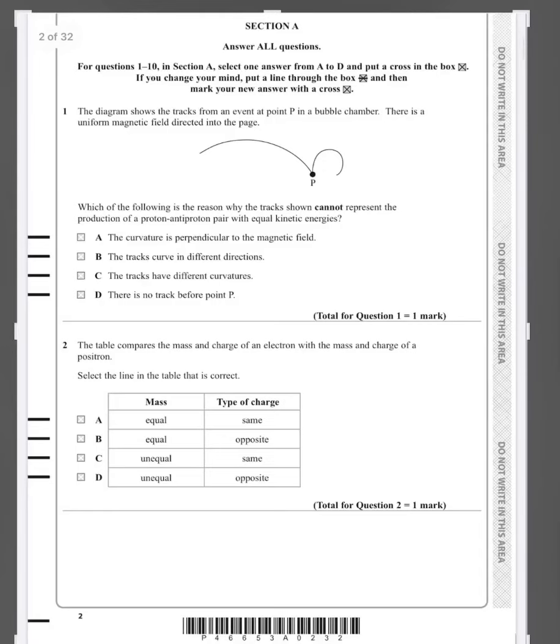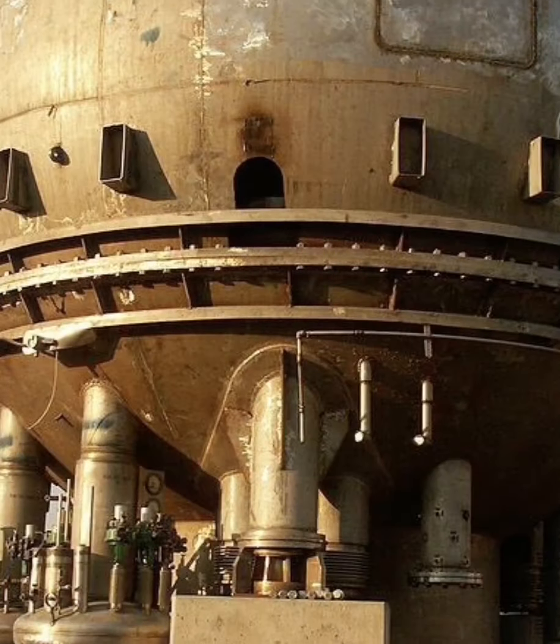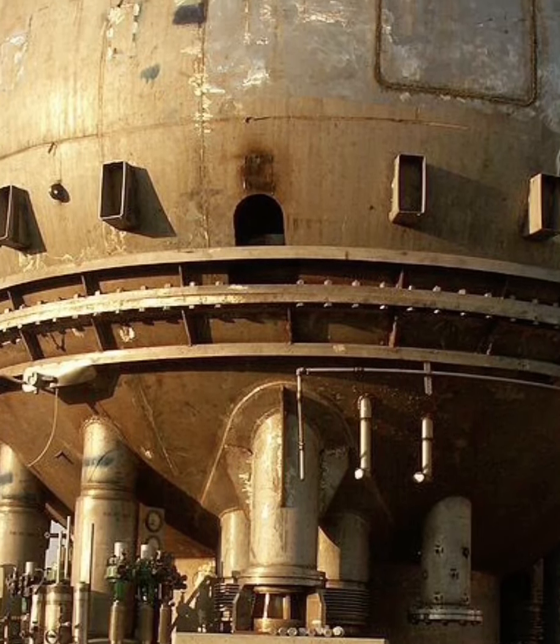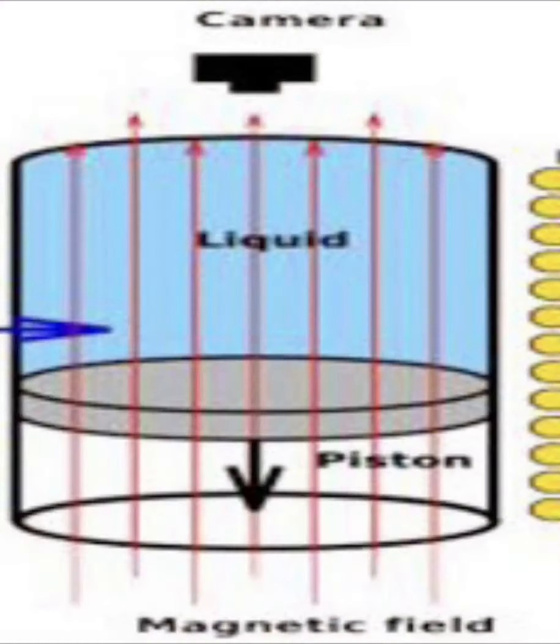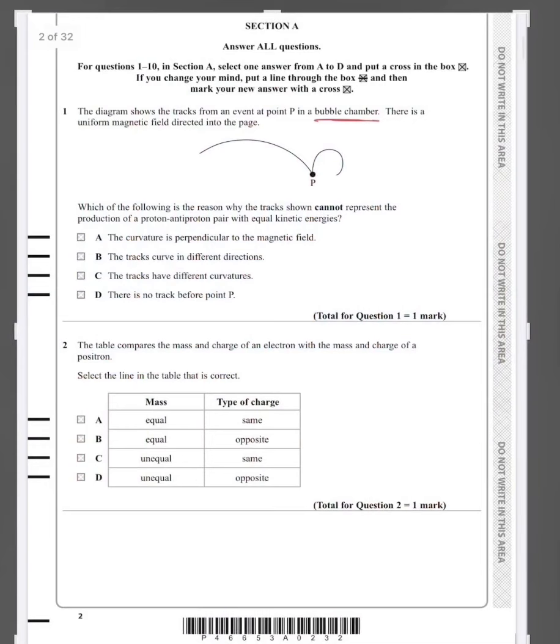Number 1. The diagram shows the tracks from an event at point P in a bubble chamber. There is a uniform magnetic field directed into the page. So this is a bubble chamber. Let me add a photo with this.